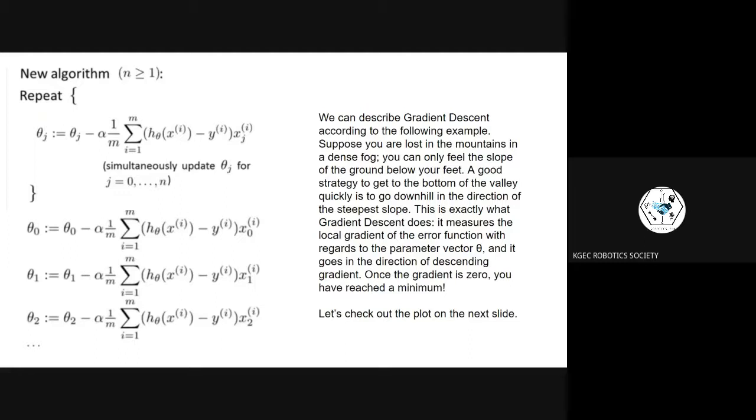It measures the local gradient of the error function with regards to the parameter vector theta, and it goes in the direction of descending gradient. Once the gradient is 0, you have reached a minimum. Let's check out the plot on the next slide.